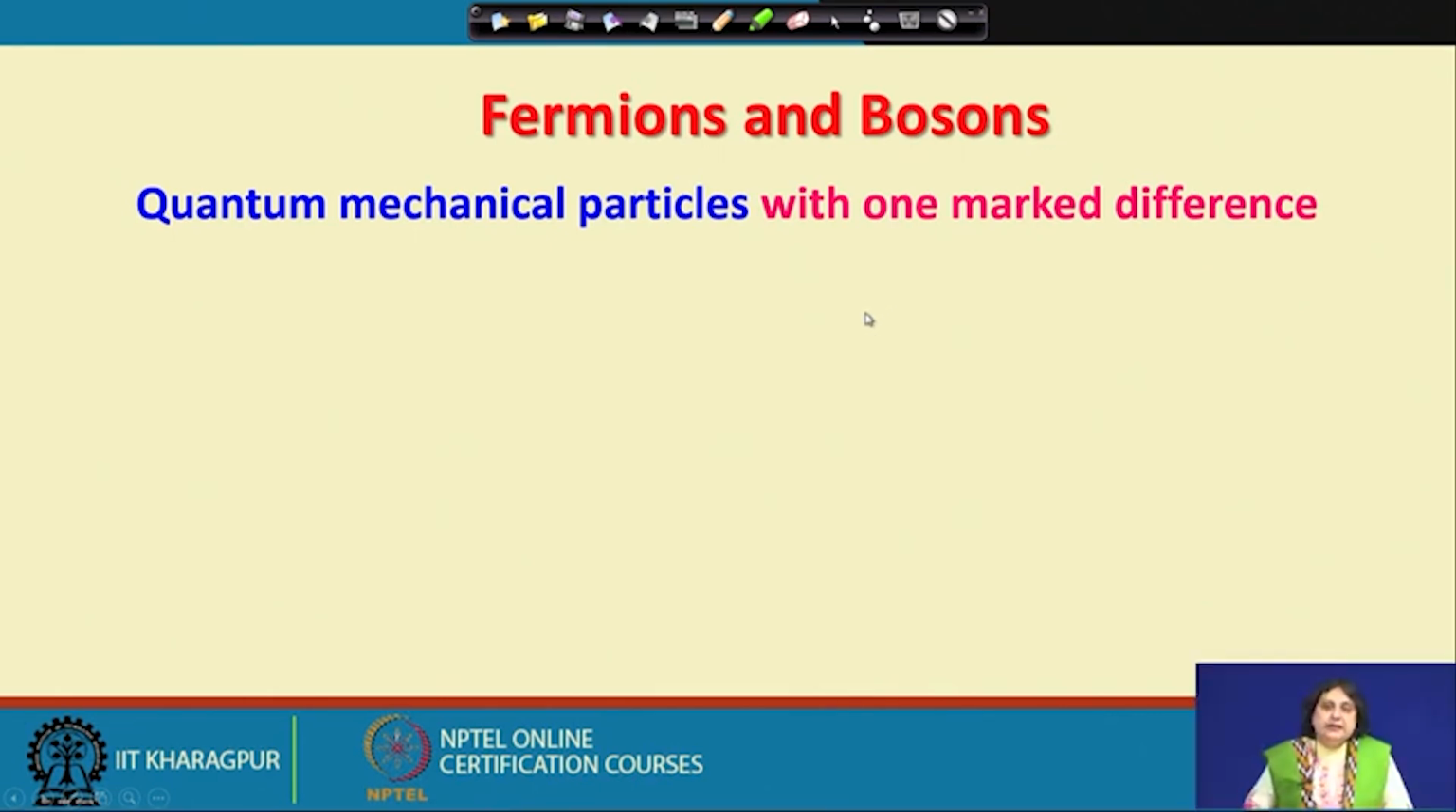Now, as I said, one class of the particles that we are interested in are electrons. Similarly, there are several other quantum particles that we know about that can be broadly categorized into two different classes. One class we call fermions and the other class we call bosons. Let us see what the difference is between these two classes of quantum particles.